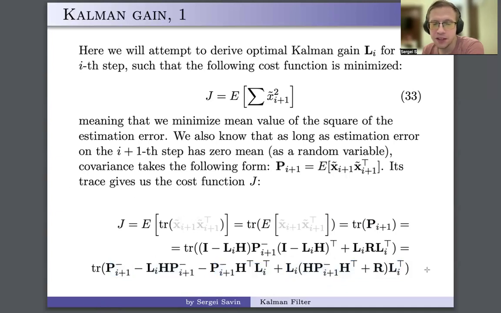The reason I expanded in this way is I want a quadratic term with respect to L that comes from here and from here. And I want a linear term with respect to L that comes from here multiplied by I, and this I multiplied by this. Okay. So basically, I just opened the brackets and I found this.